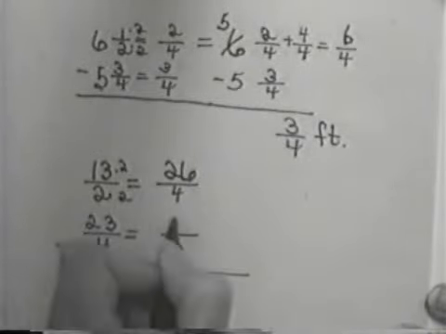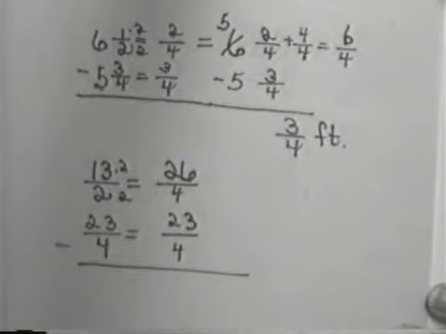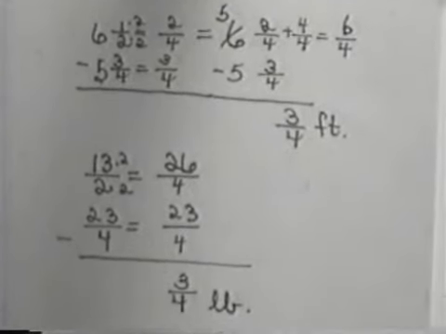And down here, we would just copy our 23 over there since we already have 4s. And then when we subtracted, we'd end up with 3/4 of a pound. So if you prefer doing it that way, make them improper before you subtract. Both ways we have to have a common denominator.